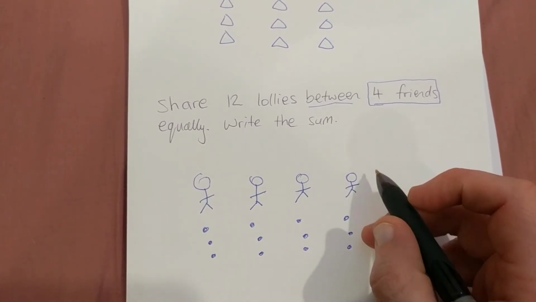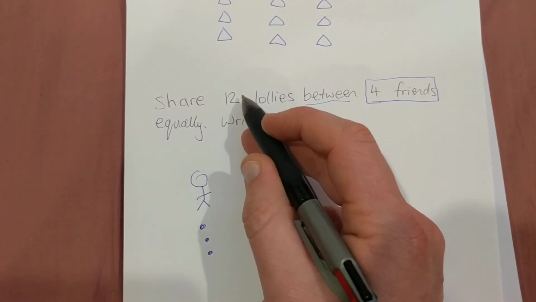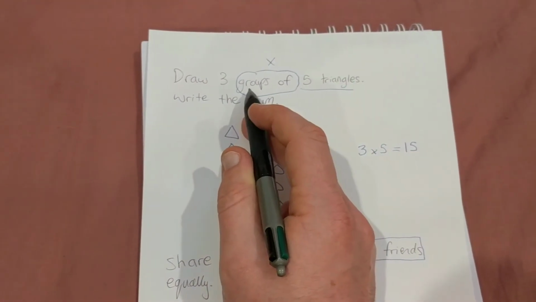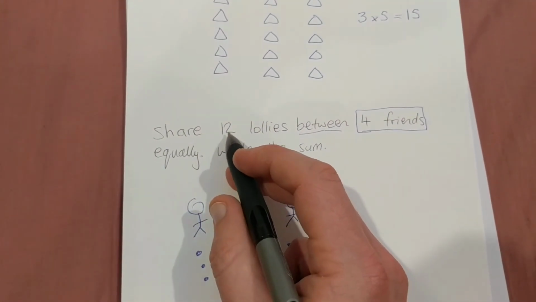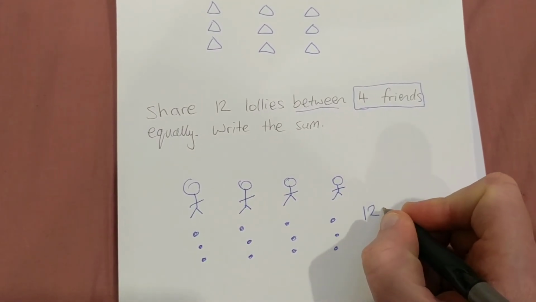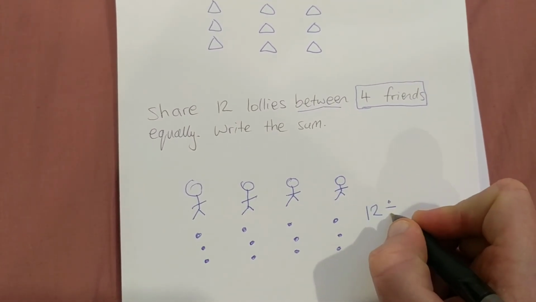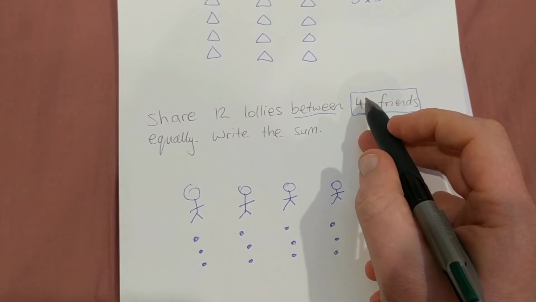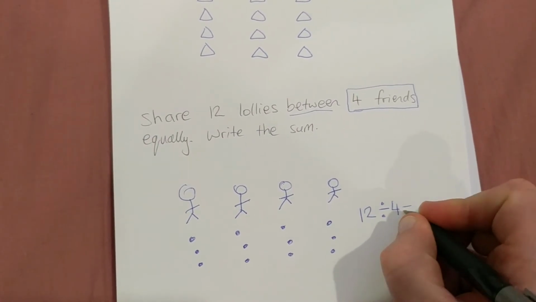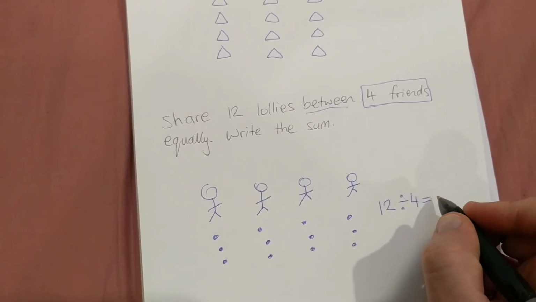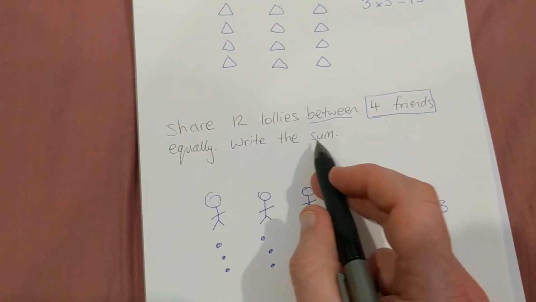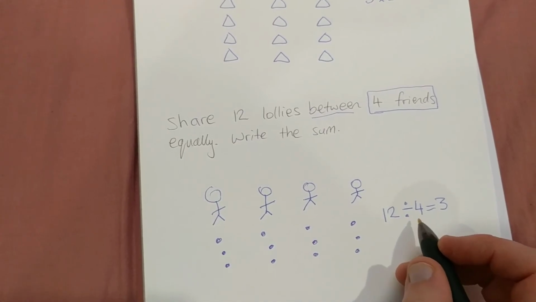So to write this as a division, remember you always start the division problem with the total number, whereas up here you're starting with the groups of, and you kind of get the answer. Here we've already got how many total lollies there are. So you start with the total number, and then you say divide by, well, how many friends do we divide it by? We divided it into 4 groups, and therefore they got 3 each. So that's writing the sum. That deals with this part of the problem, write the sum. 12 divided by 4 equals 3.